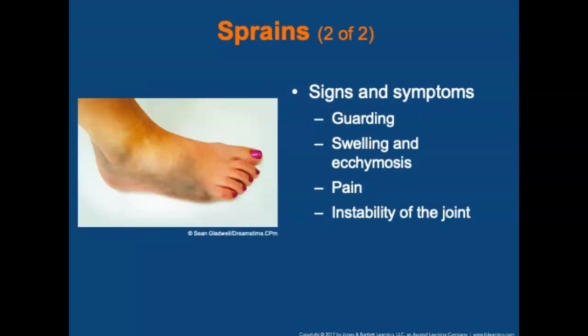The following signs and symptoms often indicate that the patient may have a sprain. The patient is unwilling to use the limb, so they're guarding it. Swelling and ecchymosis. Pain prevents the patient from moving or using the limb. Instability of the joint. You will frequently not be able to distinguish a non-displaced fracture from a sprain, so remember to document the mechanism of injury.